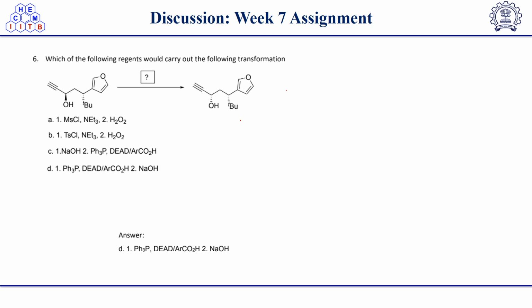So the correct option will be option D: PPh3, DEAD and benzoic acid, and the second step for hydrolysis, to get the corresponding alcohol, we are treating it with sodium hydroxide.